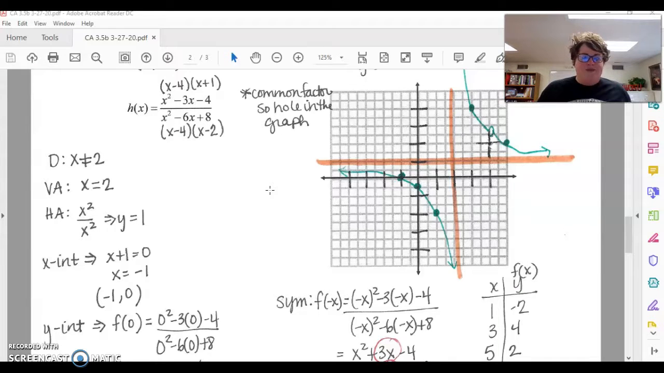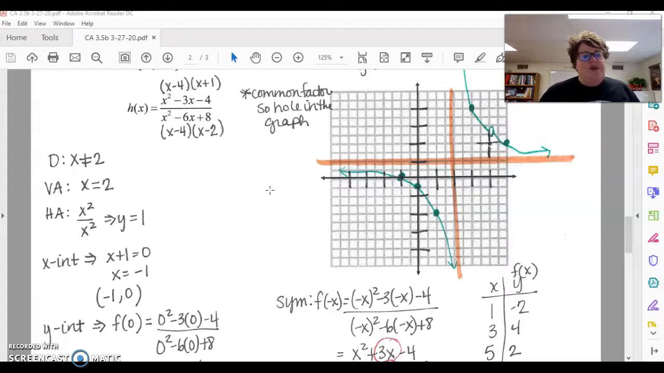Okay, so the last one. I put this in there just so we can see what happens. Again, I started by factoring the top and the bottom, and if you notice, you have a common factor. So x minus 4 is common in the top and the bottom, and because of that, that's going to create a hole in the graph. A hole in the graph at 4, when x is equal to 4, so we'll see that in the graph.